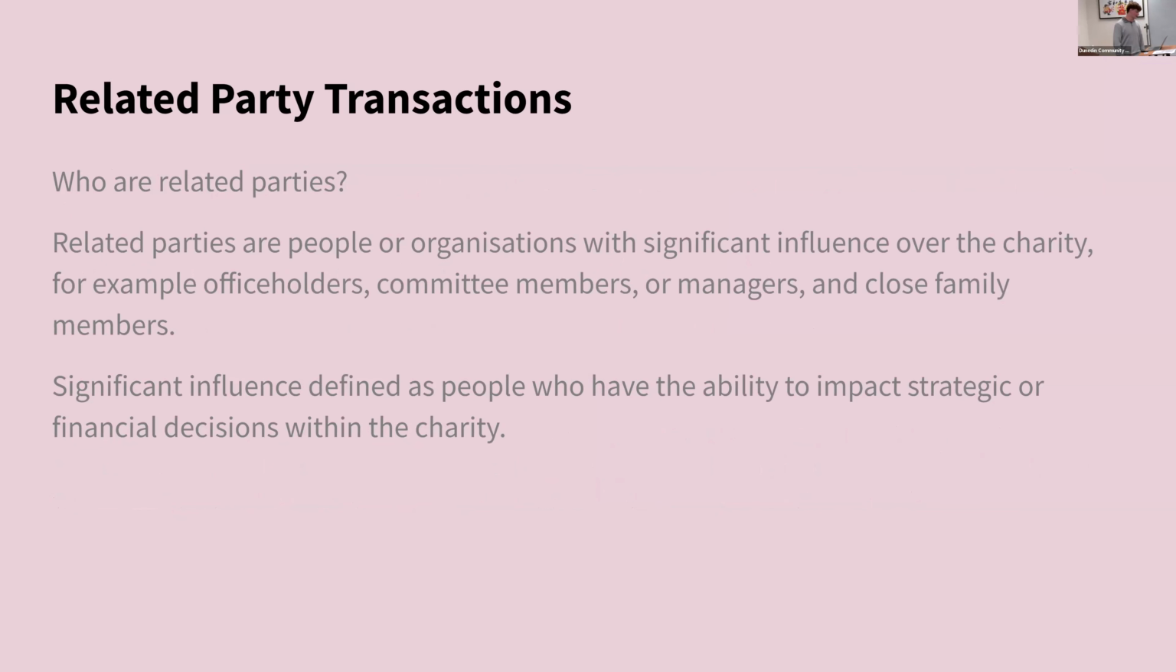So related party transactions. Who are related parties? Related parties are people or organizations with significant influence over your charity. So for example, office holders, committee members or managers, and close family members. So significant influence is defined as people who have the ability to impact strategic or financial decisions within the charity.